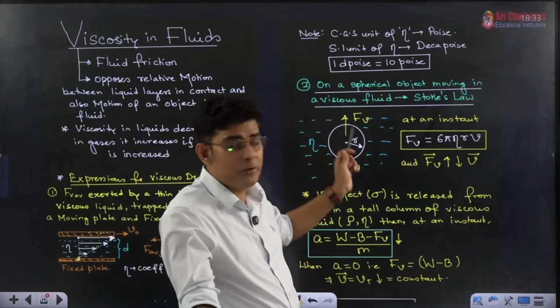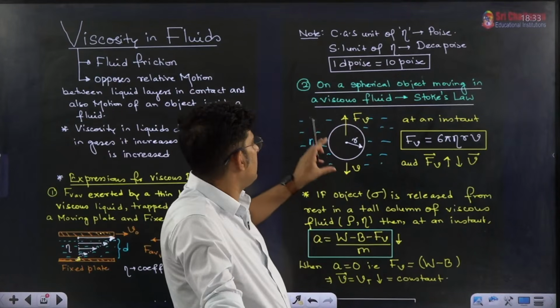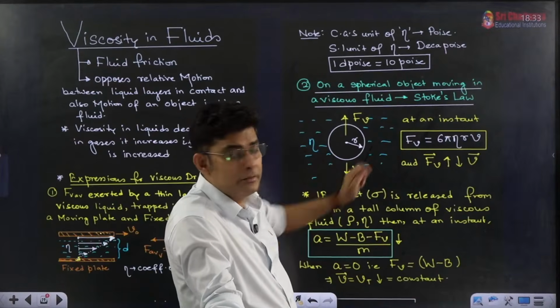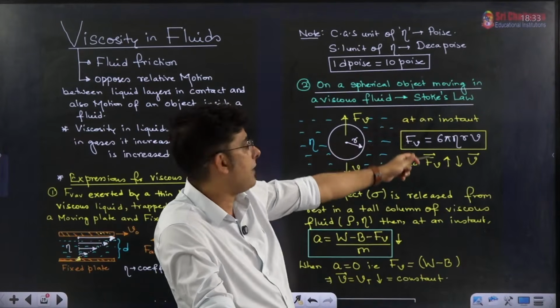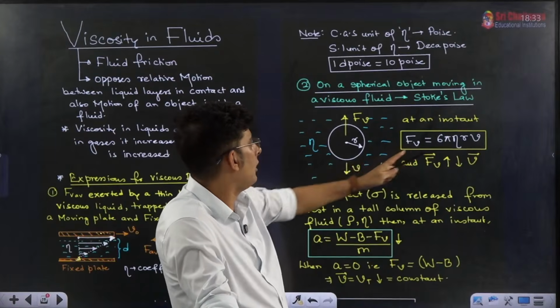Next, the expression for viscous force when we have a spherical object like a ball moving inside a viscous fluid. Here we use what we call the Stokes law, a dimensionally obtained law.